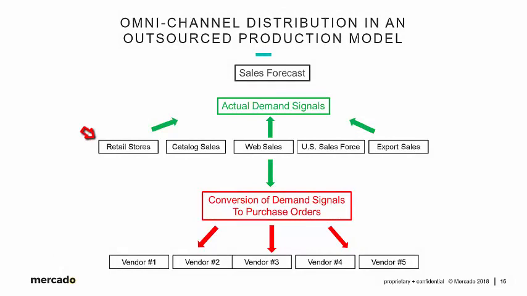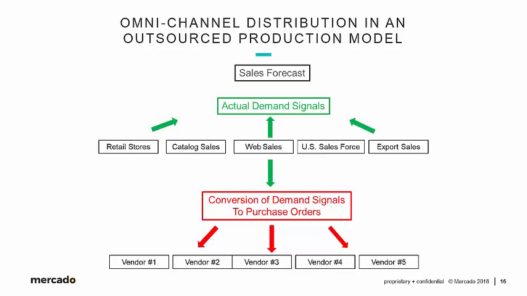From retail stores, good old-fashioned brick and mortar stores. Maybe we have a catalog that we sell through as well. Orders can come from there. Web sales, needless to say. Depending on our model, maybe we have a U.S. sales force, actual salespeople out in the field selling to businesses. And hopefully we do a little exporting as well. The point here is that these demand signals are coming from different places and are sometimes easier to account for.